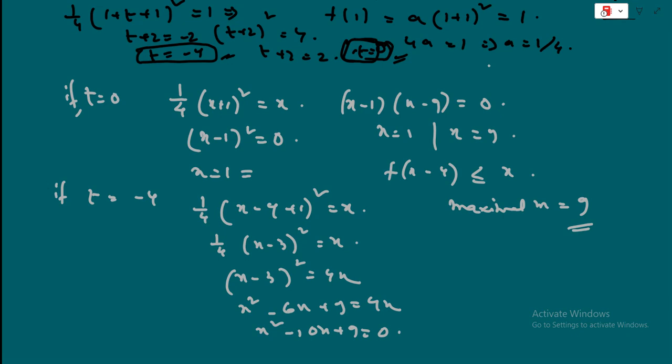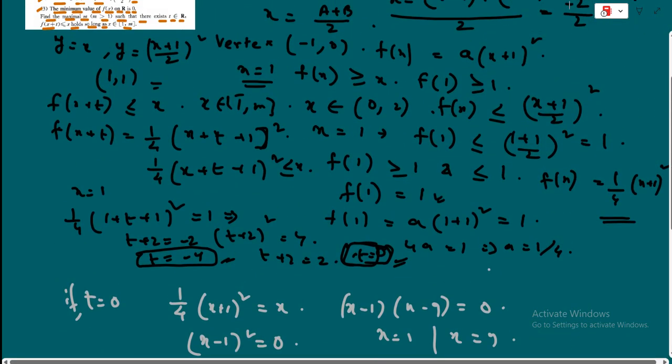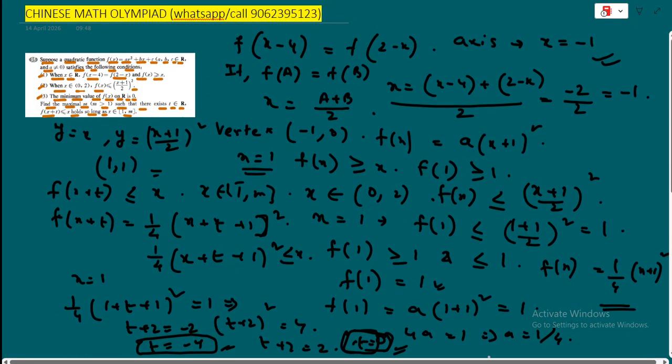Okay. So symmetry found the axis, boundary conditions squeezed out the value of a, and quadratic roots gave us the maximum range. Okay. So we just solved this question. This is the whole solution. I hope this is clear to you. This was a very nice question from the Chinese Math Olympiad.